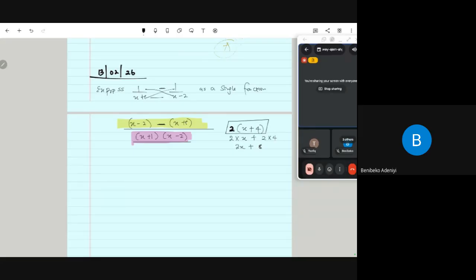Do you understand? Now, it's also possible that we want to expand brackets with something like this. Let's say I have a plus b in one bracket, then d plus c in another.